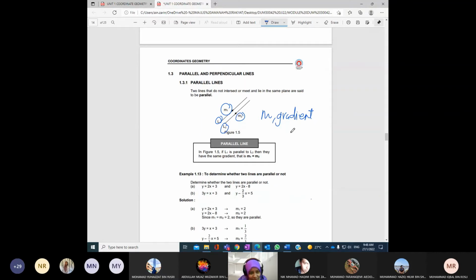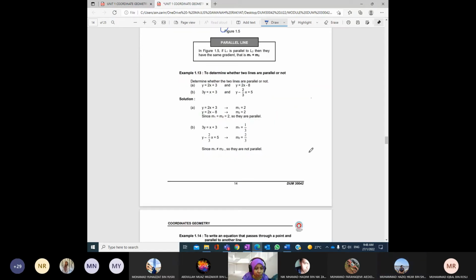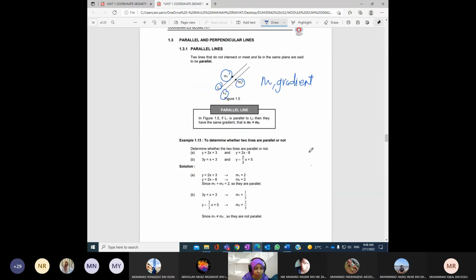Okay, so M is the gradient. You can see I'm scribbling on top of these notes. Can you see my screen? Is there anyone who can't see the screen? Alright, Alhamdulillah. So when they are parallel, we know that they have the same gradient. The gradient is this M. The formula is M equals Y2 minus Y1 over X2 minus X1. So that is what we call the gradient.